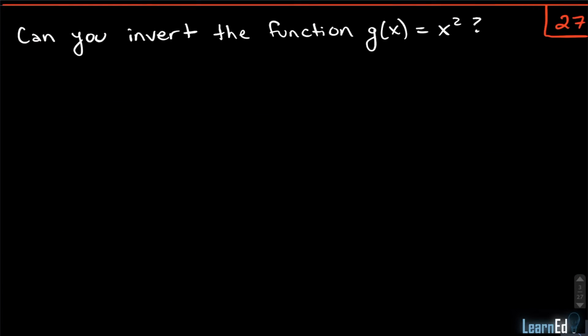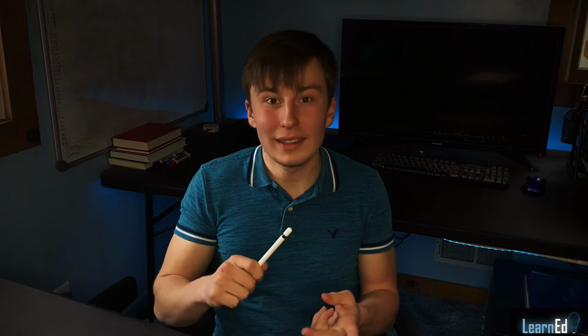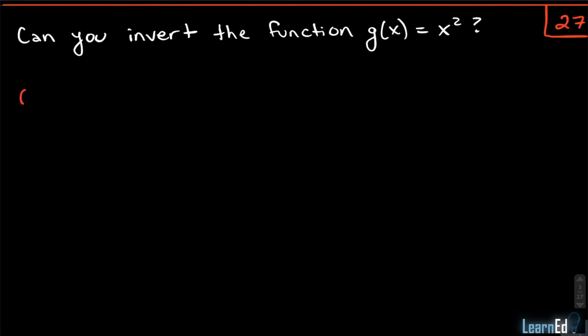We are asked if we can invert the function g of x equals x squared. Okay, now how do we know if we can invert a function? Okay, well, we can invert a function if it's both 1-to-1 and onto. Okay, so we got to start checking for this stuff. First, let's just check to see if it is 1-to-1.